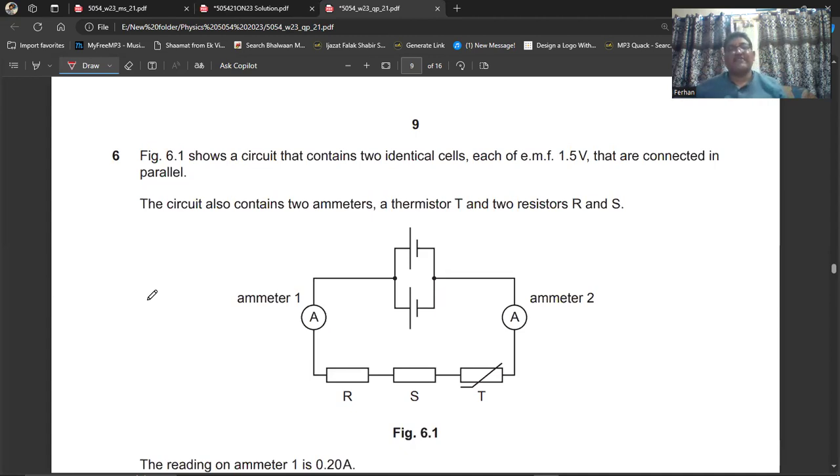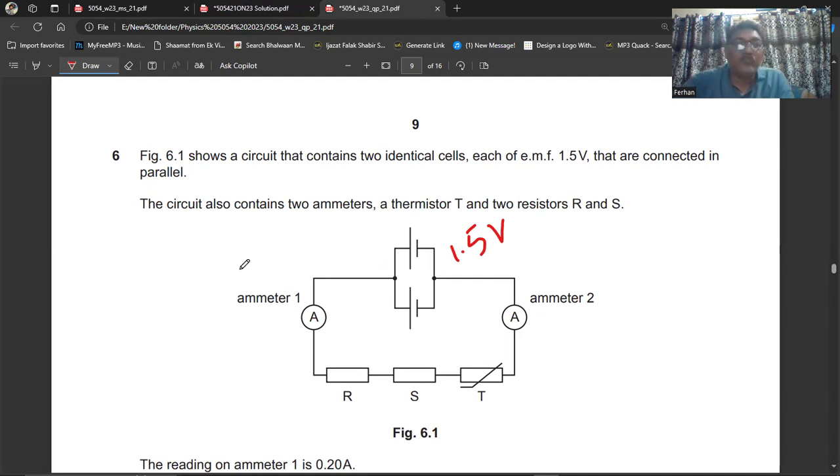That is question number 6. Figure 6.3 shows a circuit that contains two identical cells, each of EMF 1.5 volt, that are connected in parallel. You see, when you connect two 1.5 volt cells in parallel to each other, the total EMF of this system will be still how much? 1.5 volt. So the EMF of this battery is still 1.5 volt.